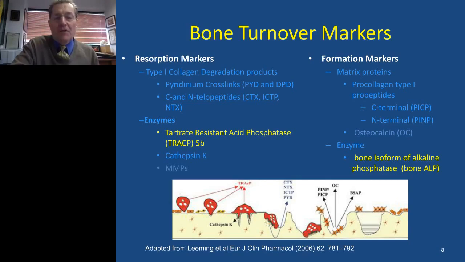There are other bone resorption markers that are available, but not used commercially yet. The TRAP5B, or tartrate-resistant acid phosphatase, is actually a cellular marker of osteoclast number rather than true bone resorption.